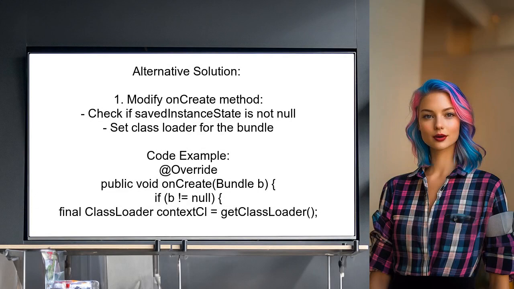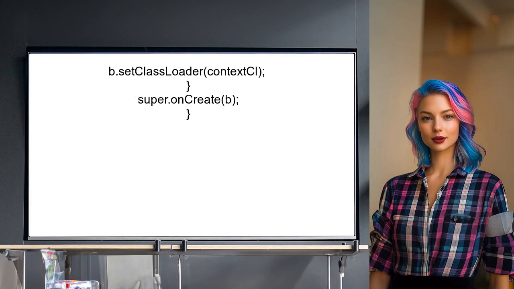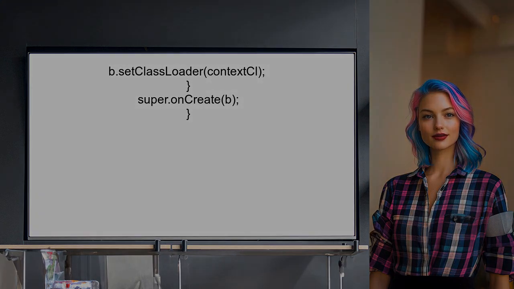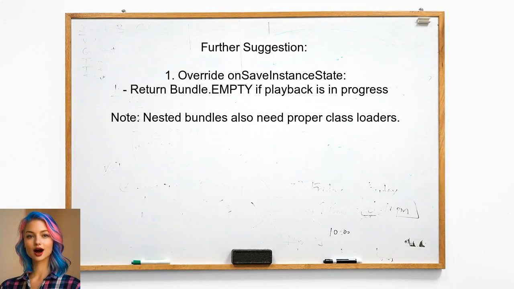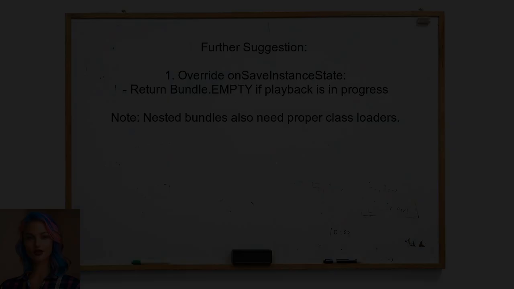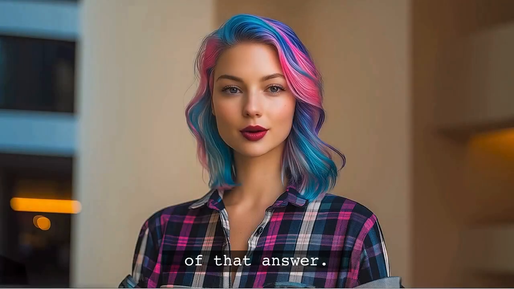An alternative solution provided by another user suggests modifying your onCreate method. They recommend checking if the saved instance state is not null and setting the class loader for the bundle before calling the super method. If this doesn't resolve the issue, the user suggests overriding onSaveInstanceState to return an empty bundle when your app is suspended during playback. This approach helps avoid complications with nested bundles. That's the end of that answer.